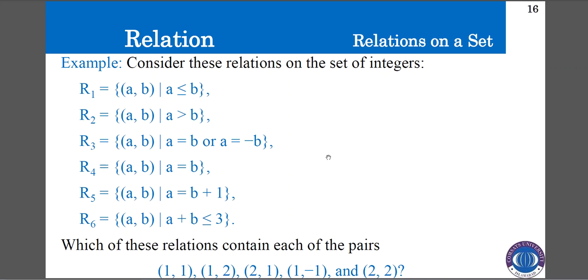Dear student, the example on slide number 16 is left for you to solve. In this example, consider relations on the set of integers R1, R2, R3, R4, R5 and R6. Each relation has conditions, so you are given the task to identify which relations the following pairs belong to. Every student should solve it themselves so that they can easily learn relations on sets.